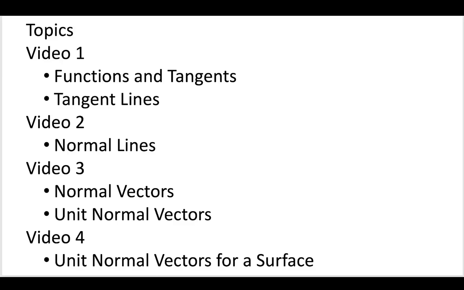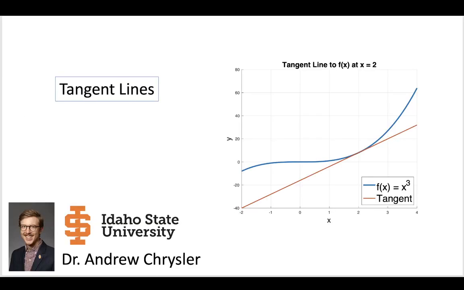I made this series of videos because after teaching electromagnetics for several years, I noticed that many students struggled with this concept, which ends up being something that you need to know for a variety of different electromagnetics problems, which is just looking at a three-dimensional surface or maybe a two-dimensional one, like a line, and determining what the normal vector is. So let's get started by first discussing tangent lines.